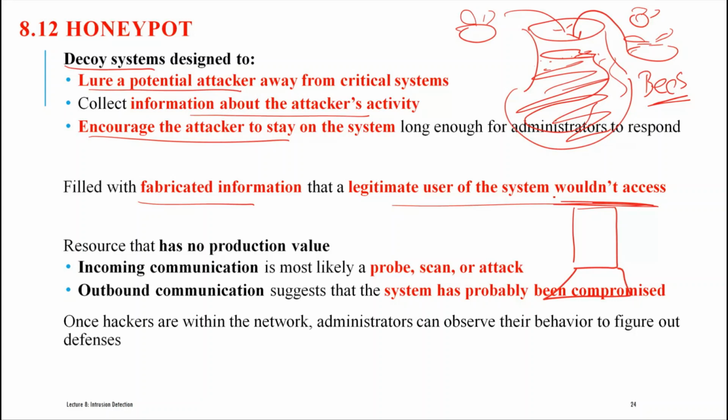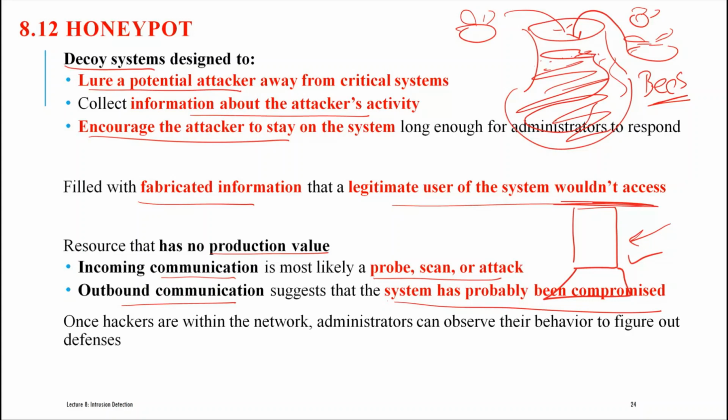Then, resources that have no protection value, so this machine is not going to have any value. Incoming communication is mostly scanning, probes or attacks, so the attackers are going to come for this machine. Outbound communication means the system has probably been compromised. It is already completely compromised, and it has only fabricated things. So we are going to welcome the attackers and we are going to catch them. That is a honeypot machine.